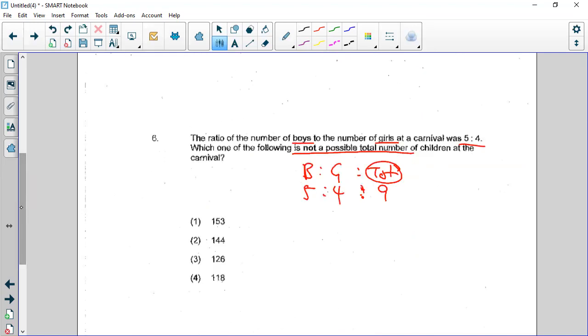Okay, so question number 6. Where are we? Okay, so how do you find the total children? 9 units, right? All these, when you put the ratio, they are actually called units.